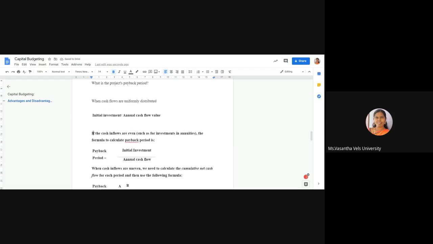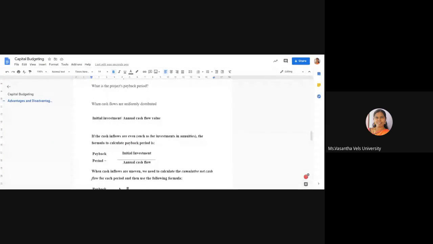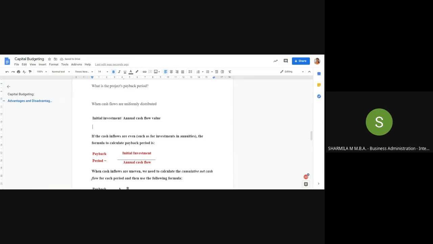Did you copy? So what is the formula when the cash inflows are uniform? Please tell me. Initial investment divided by annual cash flow. Okay, annual average cash flow.